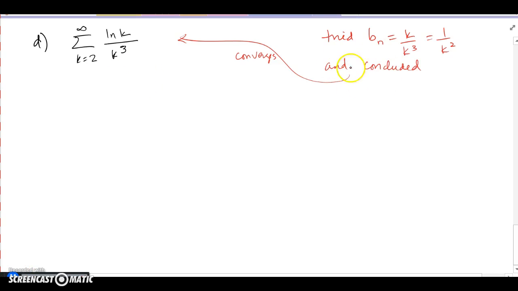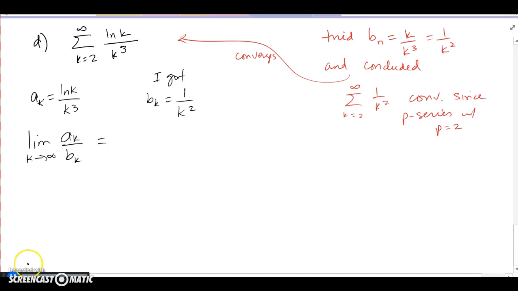In class, after some trial and error, we decided to compare it to k over k cubed, which is 1 over k squared. This corresponding series will converge, and this ended up being smaller than it, and that converged also. That was a direct comparison. Let's look at using the same term for a limit comparison test. So this is our a_k, this is the b_k that helped us earlier, and we're going to look at the ratio of the terms of the sequence.